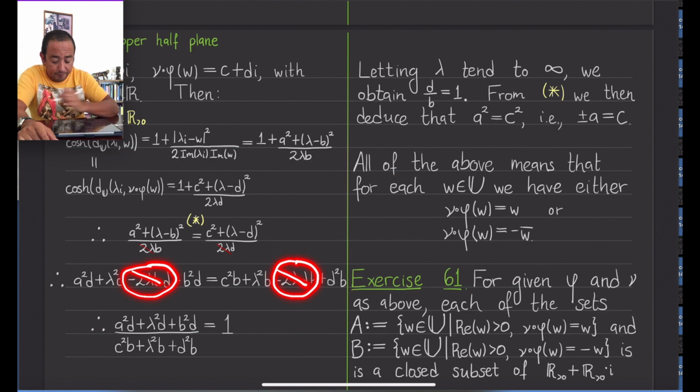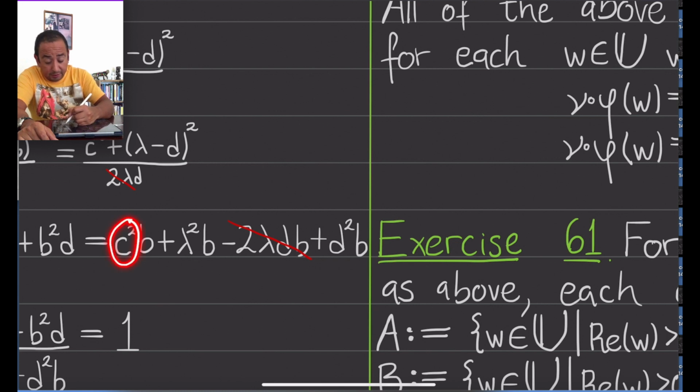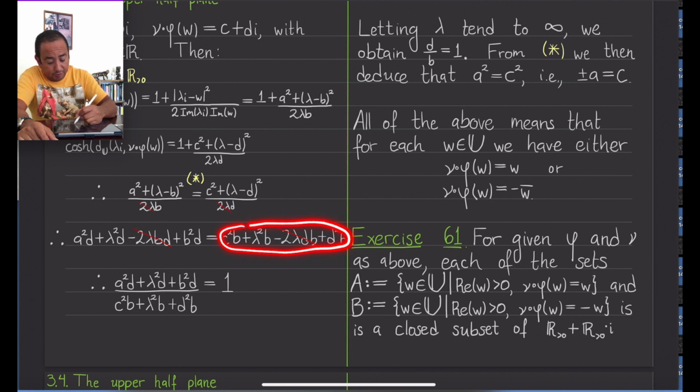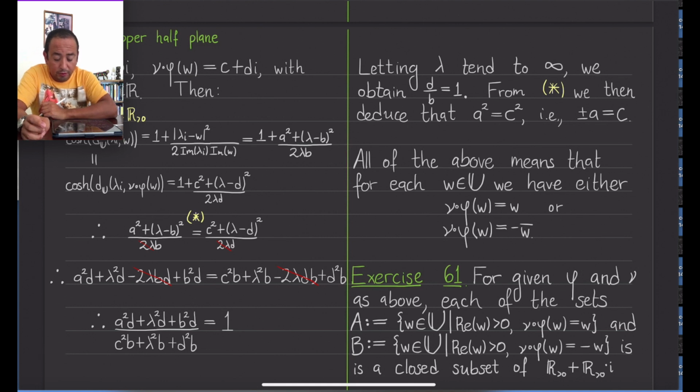I can cancel. Then whatever is left, you see, is positive times positive plus positive times positive plus positive times positive. So this is not 0, so I can divide by it. I divide by it, and I have that this quotient is equal to 1. This quotient is equal to 1 for this w that I picked, having expressed nu phi of w that way, but for every positive lambda.